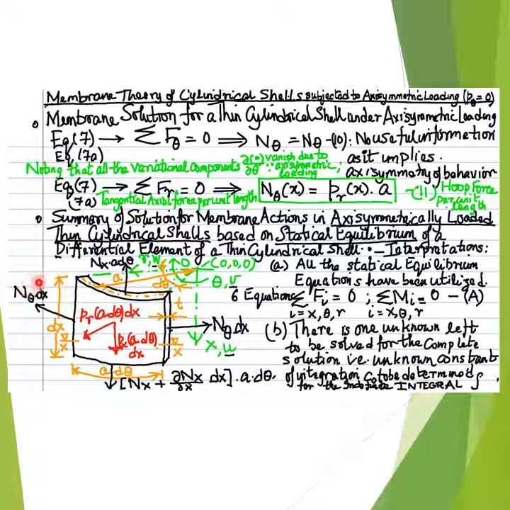In a sense, equation number 10 mathematically confirms the premise of axisymmetry by verifying that none of the physical quantities, including the internal in-plane axial force n theta, vary along the tangential or circumferential coordinate theta.